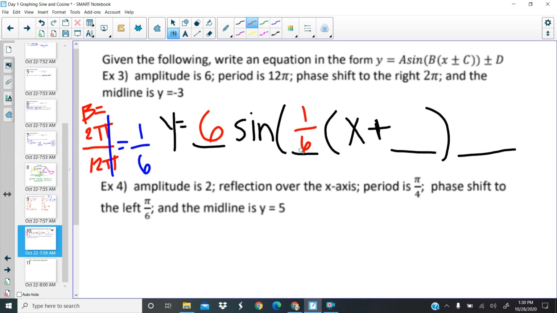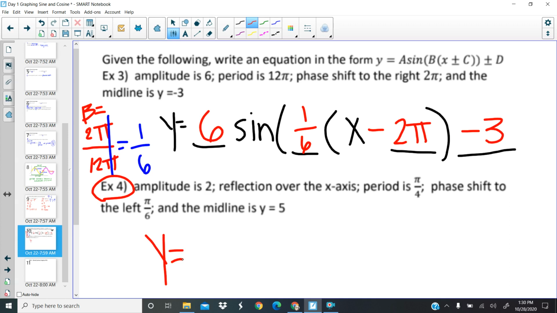A phase shift to the right by 2 pi. Since it's going to the right, that actually is going to be a minus sign in there. So it's going to be minus 2 pi. And then the midline is y equals -3, so that means I need a minus 3 on the end. So that would be how you write that first equation. And then I'm going to let you try the last one. Just like before, unpause whenever you're ready to see it all written out.